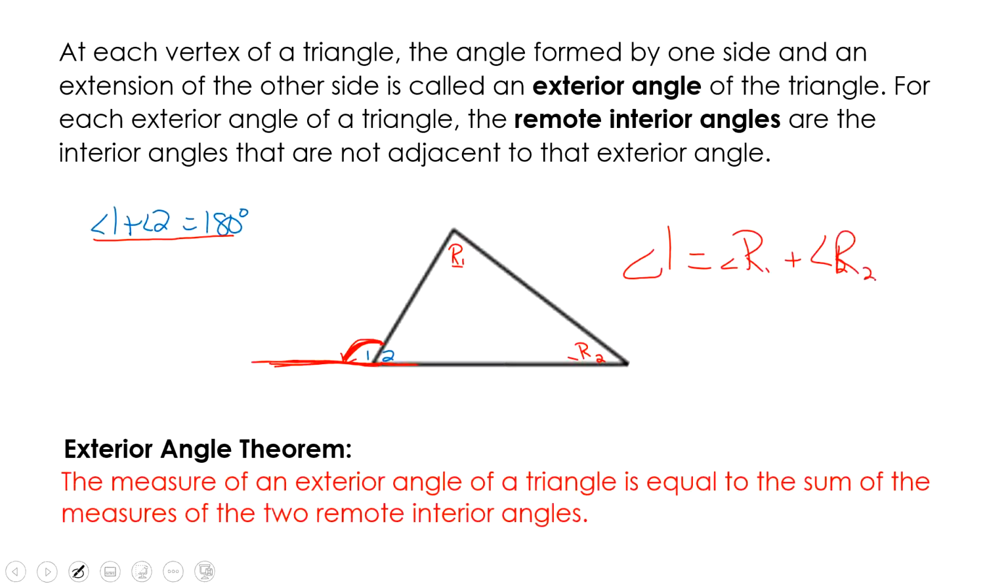Does that make sense? It's something we're going to be able to use to find missing measurements in triangles once we start looking at the way some diagrams are drawn. We're going to be able to find, oh, wait, that's an exterior angle. That has to equal those two. So then I can start filling in some information and get all the angle measurements for a triangle. Does that make sense?